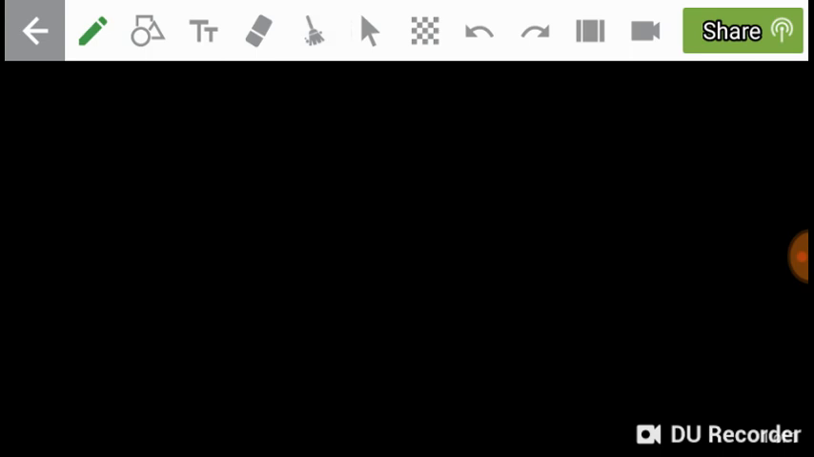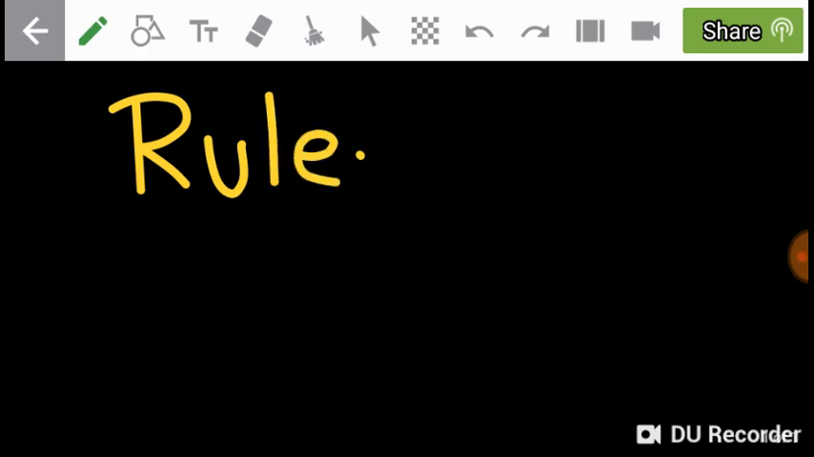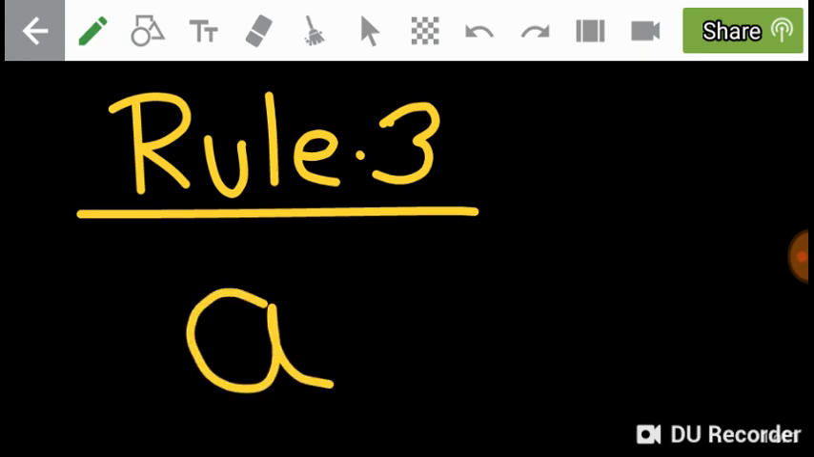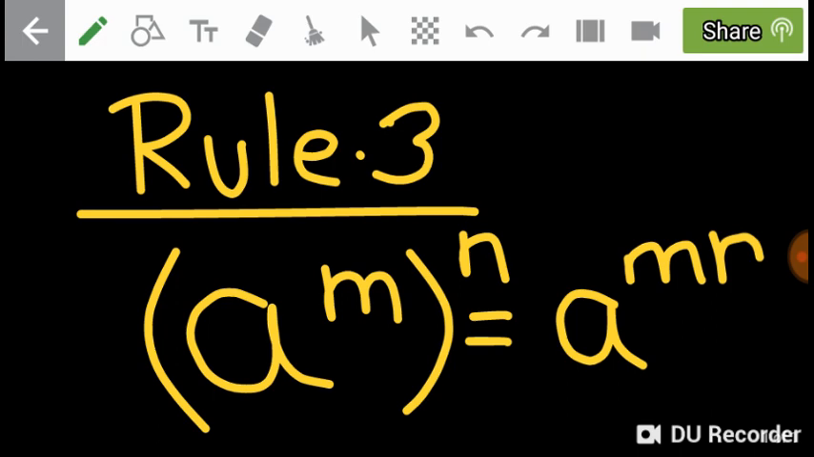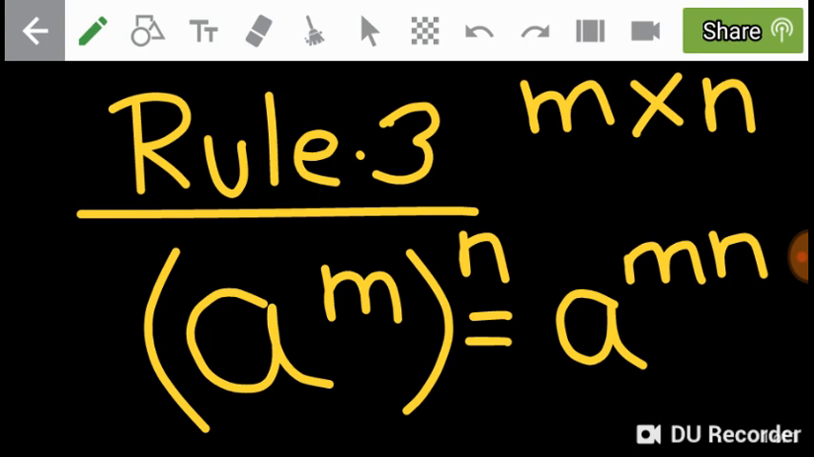Now let us move to another rule, and this is quite interesting, and I will call it rule 3. Well, if there is an exponent like this, outside the bracket you have an exponent and inside the bracket you have an exponent. So basically a to the power mn. Now mn over here means that m is multiplied with n. So whenever there is a bracket like this, the rule goes m multiplied with n.